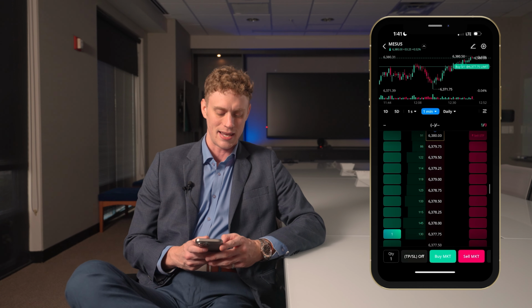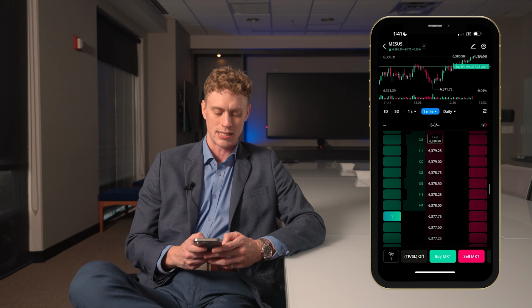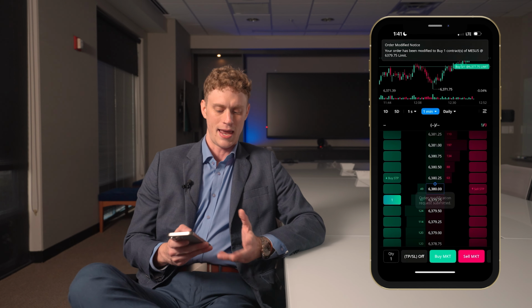Simple to fix, it's easy to modify. All I need to do is click on my open order, click on the price I want to trade at, and confirm. And now I'm in the market as quickly as that. If I think the trade is going against me, I can reverse the order, which will close out my open position and open another position with the opposite sentiment in the same quantity.